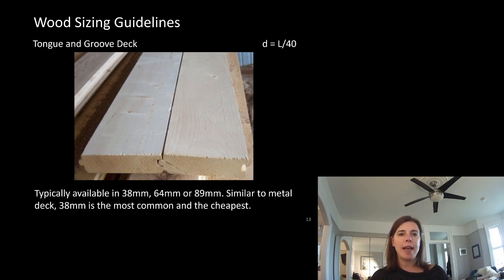Tongue and groove deck isn't used that often, but it does still show up. You'll see it a lot in pool decks or the roof for a pool, like a community center, for example. It behaves really well, and we're going to talk about this next week, but in high moisture conditions, even though wood doesn't do well in moisture, it does better than a steel deck. So it shows up quite often in those situations. It's available in 1.5 inch, 64 millimeters, and 89 millimeters. But similar to our steel deck, 38 millimeters or 1.5 inch is the most normal construction dimension that we would use. The sizing guideline is length divided by 40.